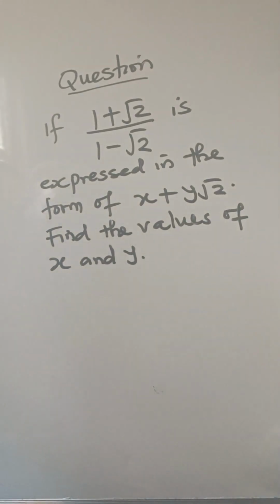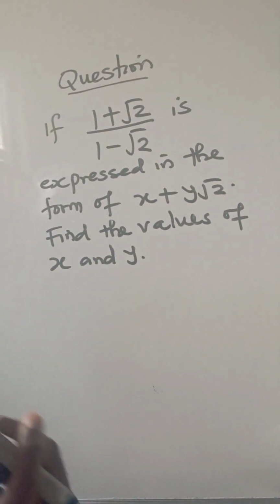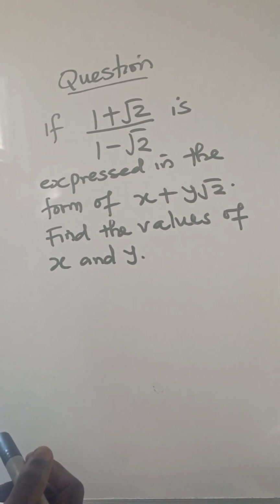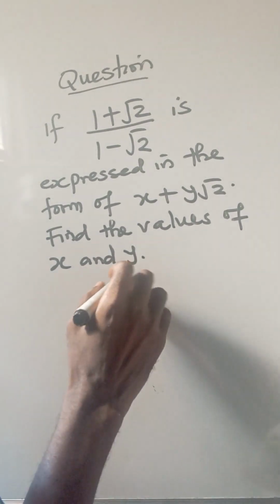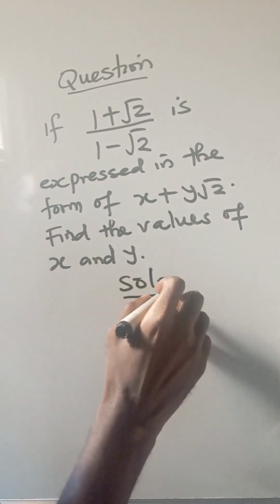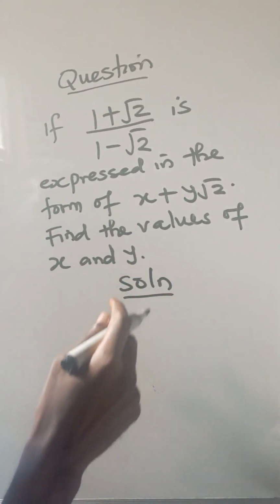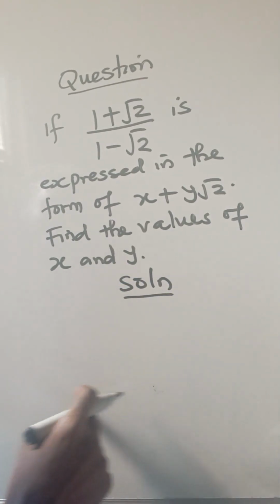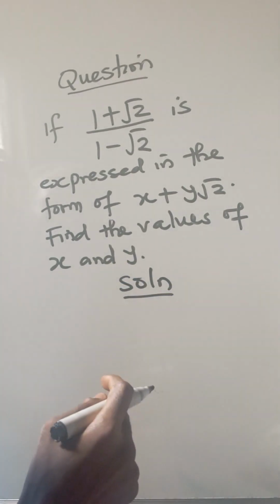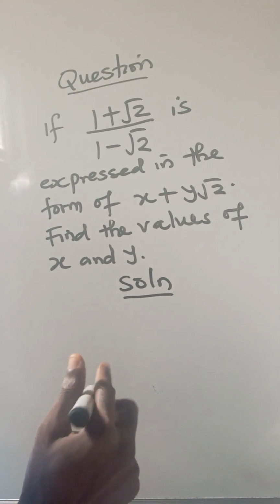All right, this problem that we have is a problem on surds. It reads, if (1 plus root 2) divided by (1 minus root 2) is expressed in the form of x plus y root 2, find the values of x and y. So our solution to this problem, we can see that it just has to do with the application of the principle of rationalization in surds.